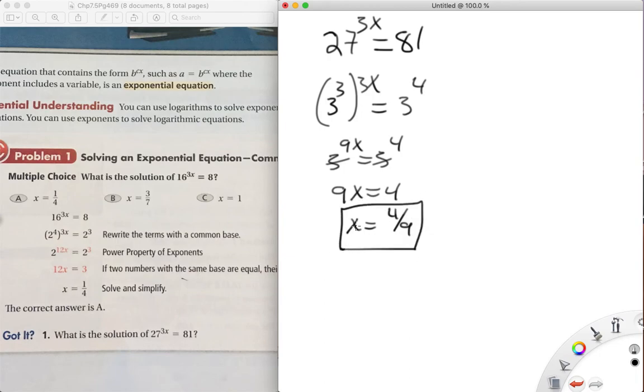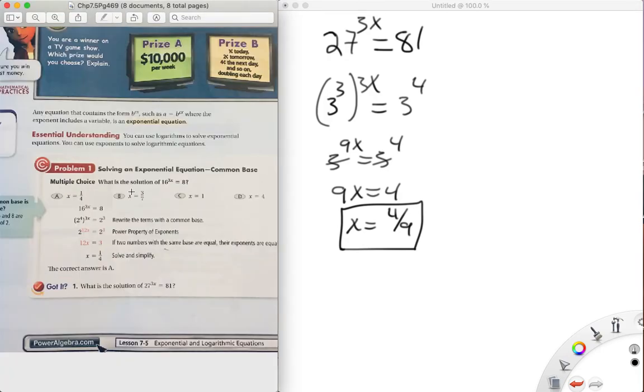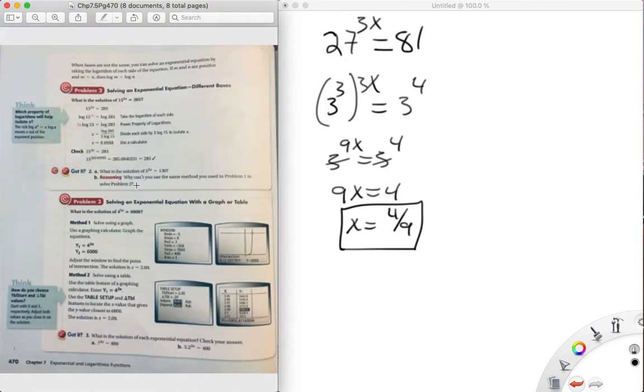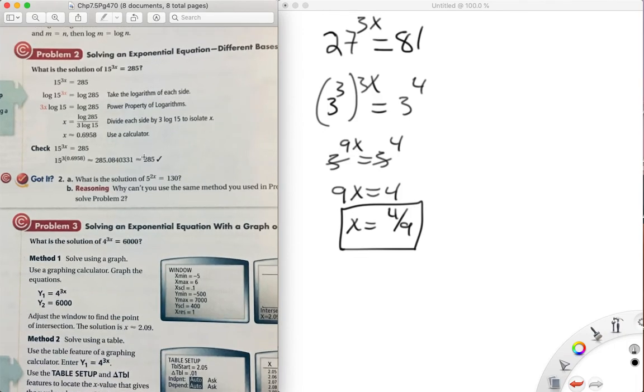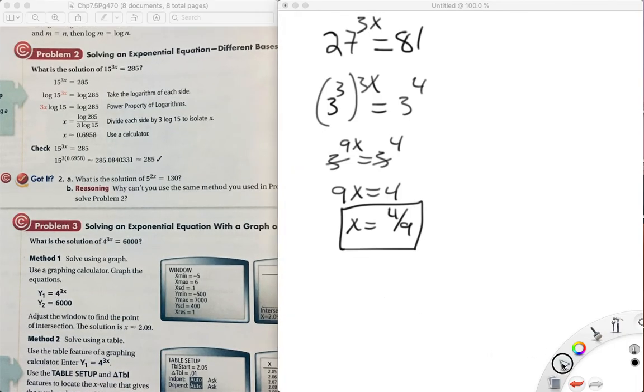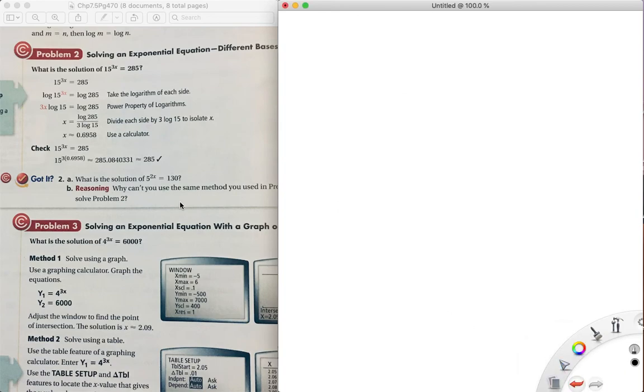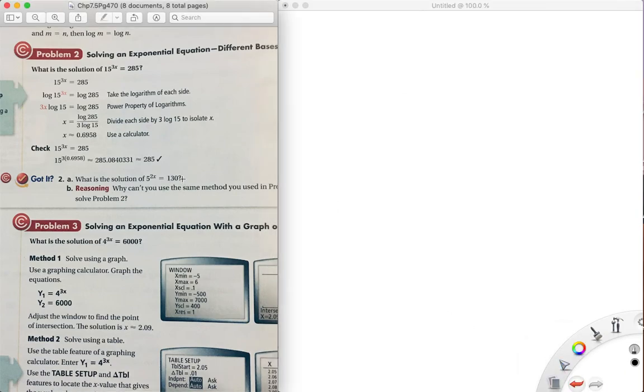Now, we've done that before. But what happens when we can't find a common base? What does that look like? How would we solve that type of problem? Well, we can solve it by either raising it to the 10 or using logarithms. And so we have a similar type of problem.